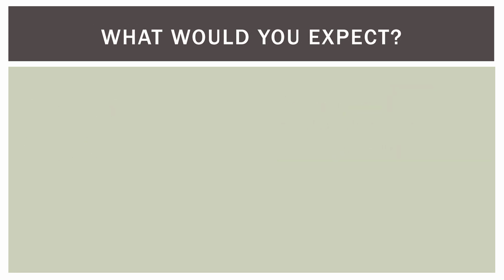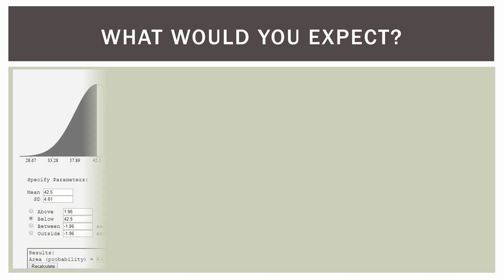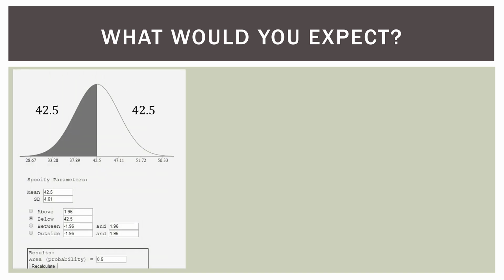Okay, so what will we expect under a couple different situations? So here is the ideal situation. In this case, we have half of our observations below our mean, our median, and half of our observations above our mean or median. And I'm using those interchangeably because remember, we're using the normal distribution as an approximation of the binomial distribution. So you can see here that I set the mean to 42.5. That's what we got from our formulas before in the normal approximation. And the standard deviation to 4.61, again, which comes from our formulas from the normal approximation.